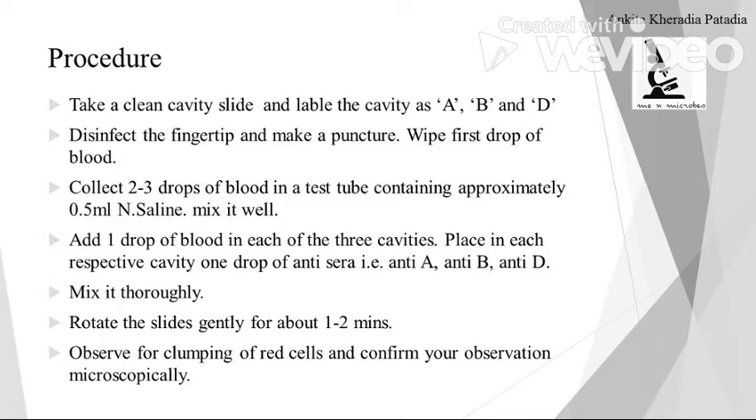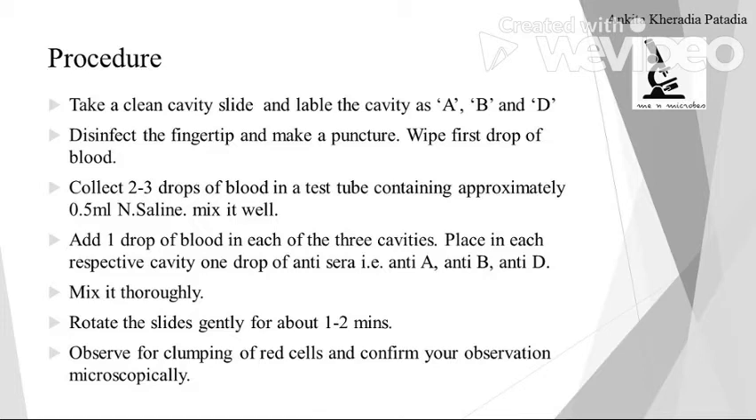When you are collecting 2 to 3 blood drops in the test tube, you have to add normal saline and mix it well. Now from the test tube, add 1 drop in each labeled cavity A, B and D. And if you are collecting blood drops directly in the cavity slide, then you have to add a single drop of normal saline to each blood drop.